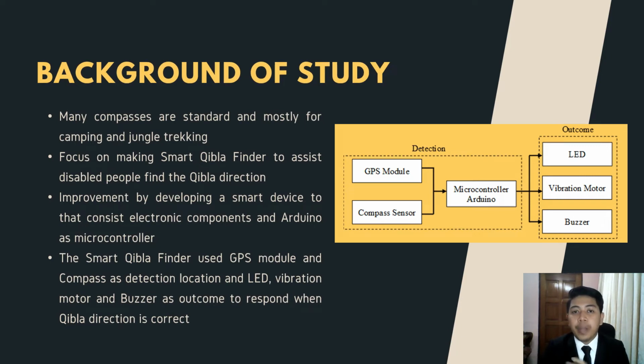Next, I will explain the background of study. Nowadays, many compasses are standard and mostly for camping and jungle trekking only. So this project is focused on making a Smart Qiblat Finder to assist disabled people in finding the Qiblat direction. This project improves on this by developing a Smart Qiblat device that uses electronic components and Arduino as microcontroller. Lastly, the Smart Qiblat Finder uses a GPS module and compass for location detection, and LED, vibration motor, and buzzer as outcome to respond when the Qiblat direction is correct. As you can see, there is a plot diagram to show the system of this project.